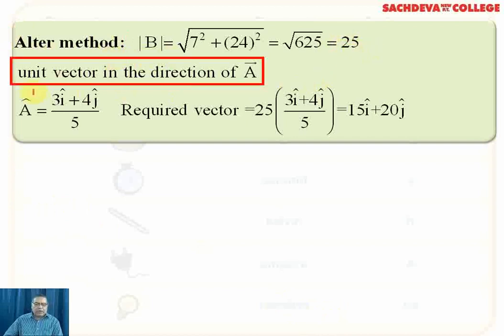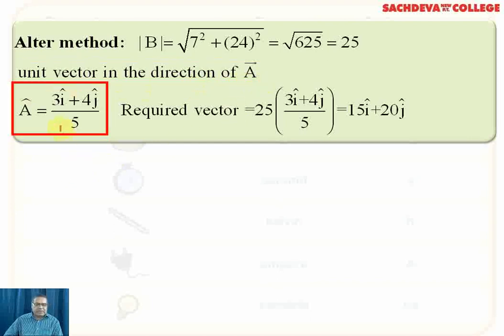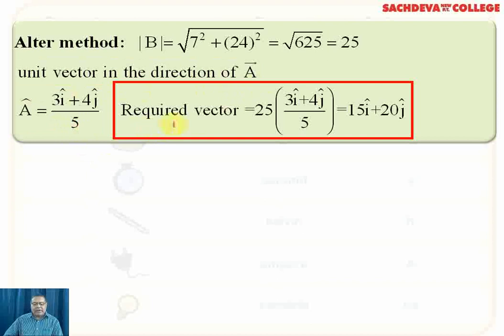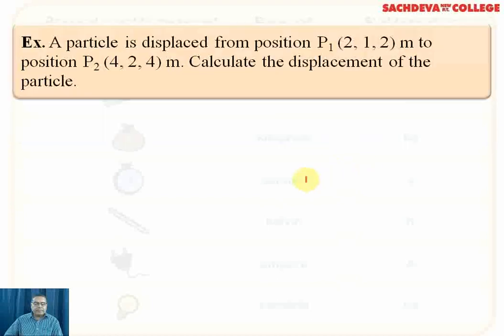After that, the unit vector in the direction of A is given as (3i plus 4j) over 5. The required vector will be 25 times that vector, (3i plus 4j) over 5. By calculation, we cancel 25 by 5. It becomes 5, and that 5 is multiplied by (3i plus 4j), and the net result becomes 15i plus 20j.